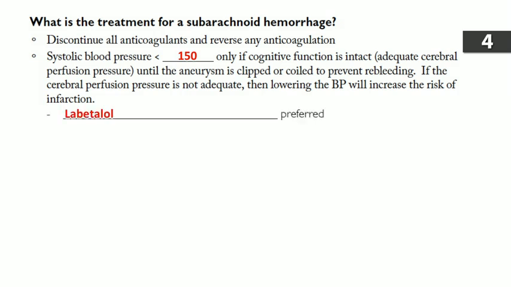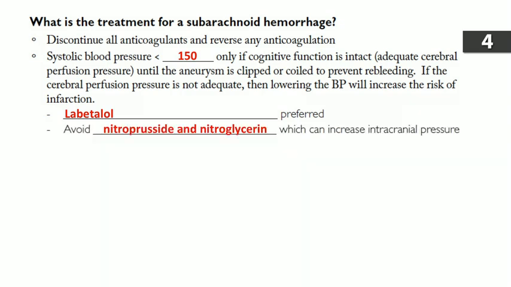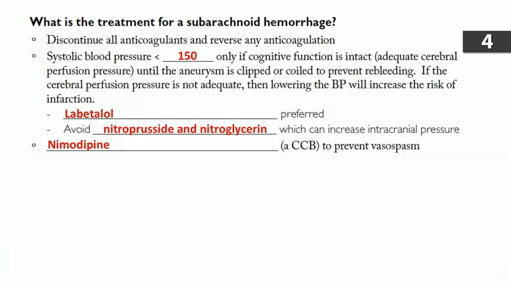The next blank is labetalol, which is the preferred drug for controlling the blood pressure. And the next bullet says to avoid nitroprusside and nitroglycerin because these drugs can increase intracranial pressure. Another drug we sometimes give is nimodipine, which is a calcium channel blocker that's going to prevent some vasospasm.